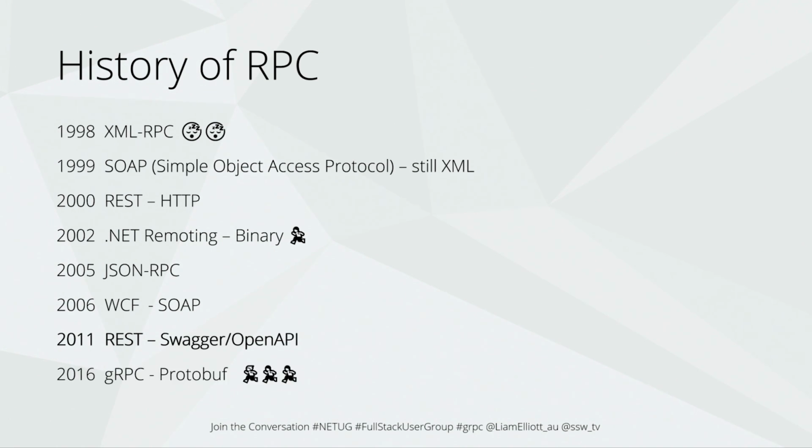Then enter 2016, Google start thinking, okay, well, REST's all well and good, but it's not great. So Google throw their hat into the ring. They introduce serialization technology called protobuf. They're playing around with new transport layer protocols, which turned into HTTP2. And they've released a very fast, very efficient RPC technology, gRPC, and that's what we're going to focus on for the rest of the talk.